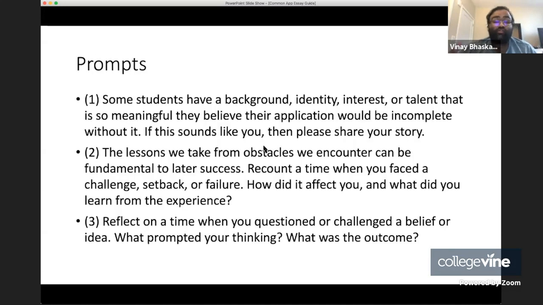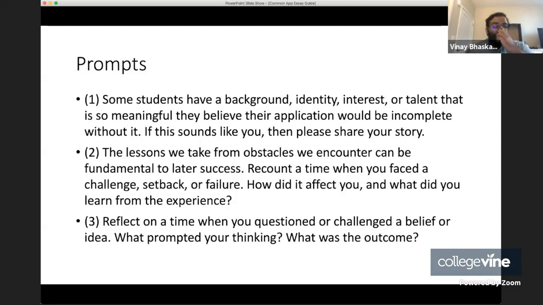Now, here are those 7 prompts. Prompt number 1 is some students have a background, identity, interest, or talent that is so meaningful they believe their application would be incomplete without it. If this sounds like you, then please share your story. Prompt number 2 is the lessons we take from obstacles we encounter can be fundamental to later success. Recount a time when you faced a challenge, setback, or failure. How did it affect you, and what did you learn from the experience?